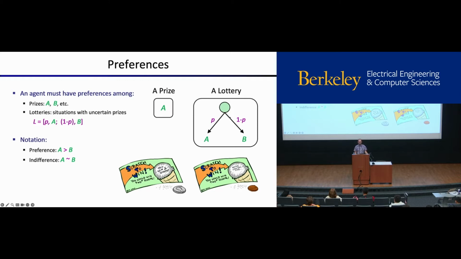And the notation we'll use will say that if you prefer A to B, we'll write that as A is greater than B. And if you're indifferent, we'll write it with that squiggly line.